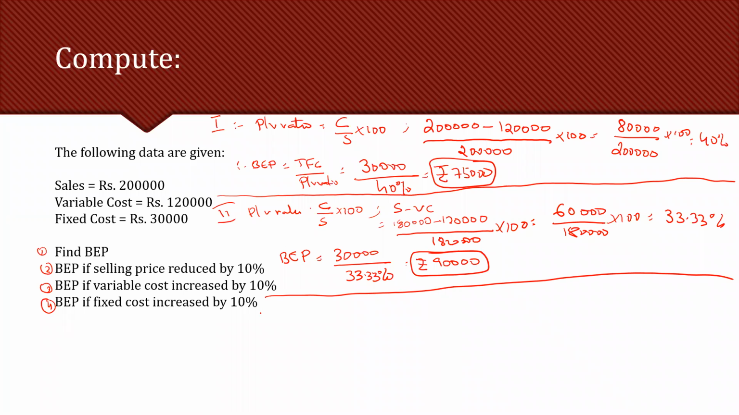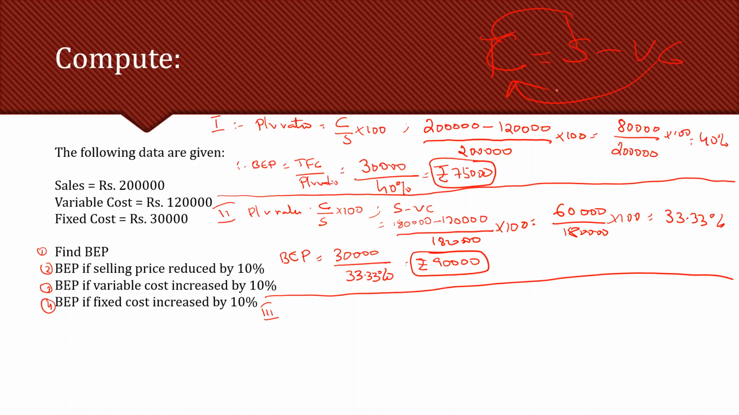Now we are moving to the third case. What is that third case they are asking? Variable cost increased by 10%. When variable cost changes, will contribution change or not? Yes. Obviously yes, right? What is contribution? Sales minus variable cost. If sales change, contribution changes. If variable cost changes, contribution also changes. If contribution changes, what happens? PV ratio also changes.